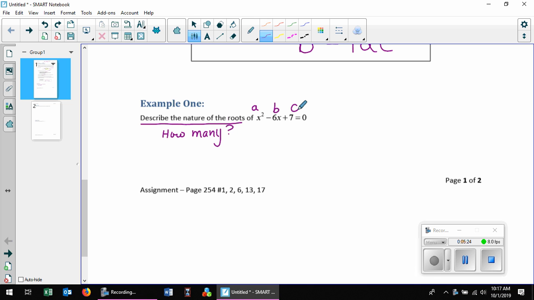So we're going to have -6 squared minus 4 times 1, because there's an invisible coefficient on the x squared, times 7. So I have 36 minus 28. That's going to leave me with a positive 8. Is this a positive number?